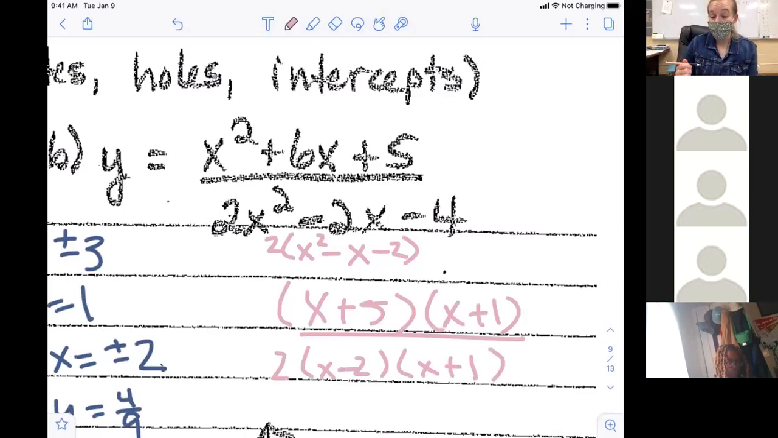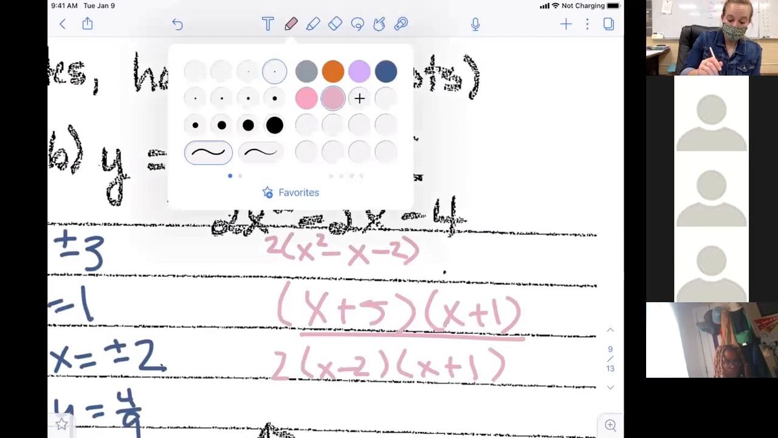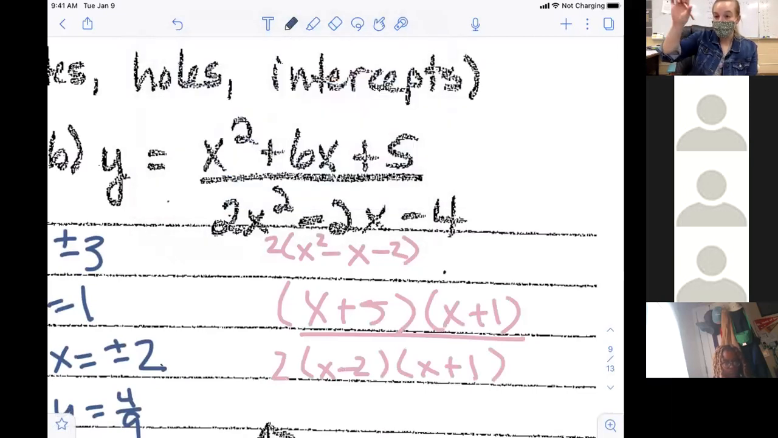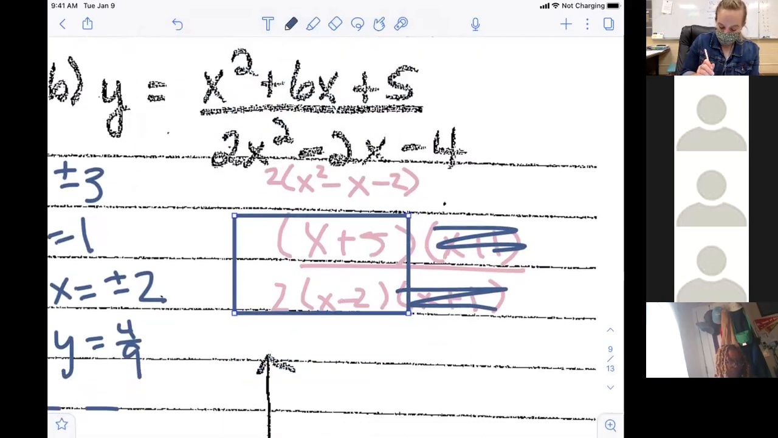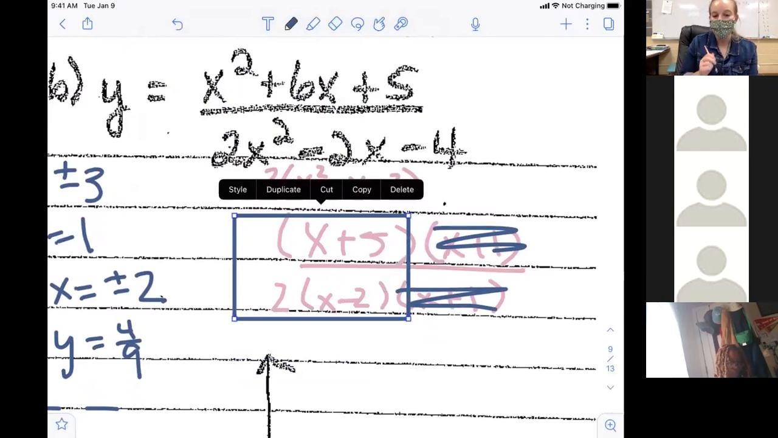We pause right here because I have a common factor. I've got a factor on top and on bottom. That x minus 1 is both on top and bottom, so they cancel each other out. From now on, I'm almost always just looking at these remaining factors to fill in the rest of my graph.